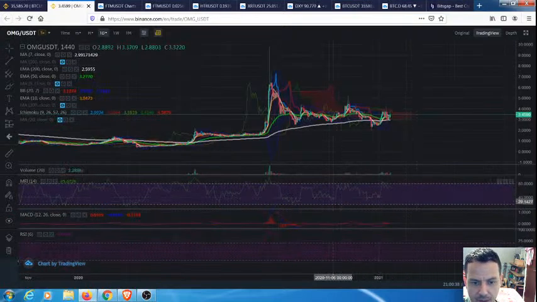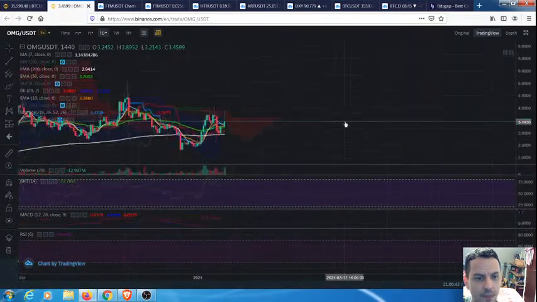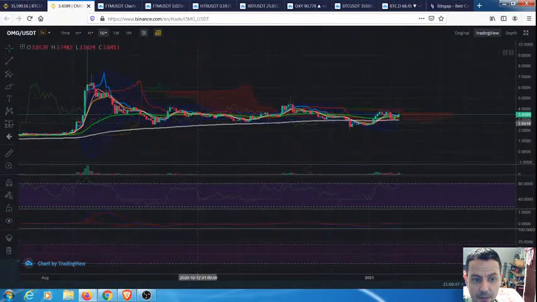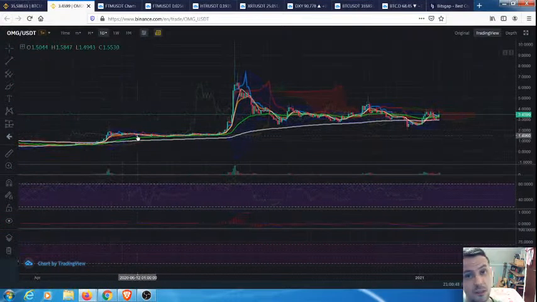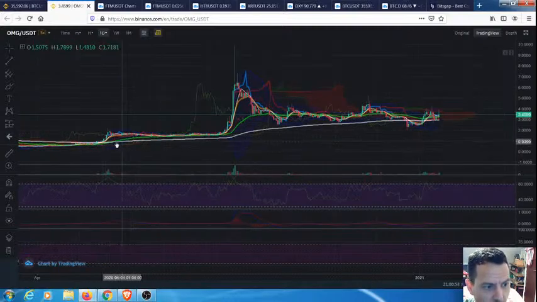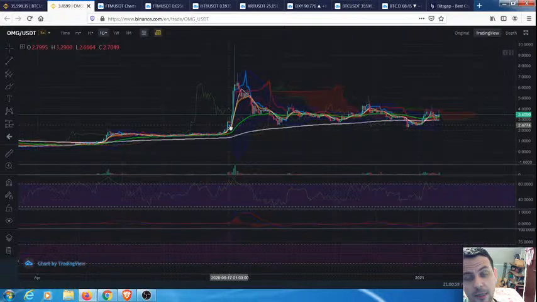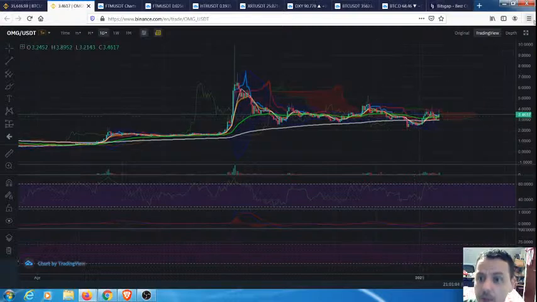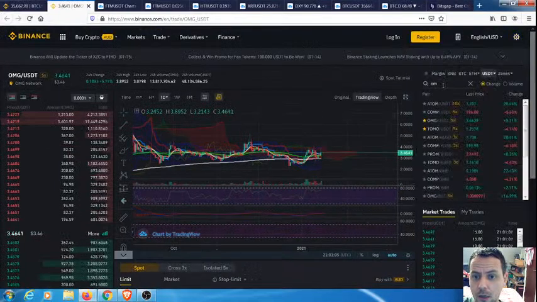The money flow index is a bit messy. RSI is also quite messy, but just judging by the price action and the Ichimoku cloud, and the fact that we're still bullish since, basically getting on for a year of price action, I like it. I'm assuming that's what you wanted me to look at. You had a look at ZIL. Let's have a look at ZIL then, shall we?